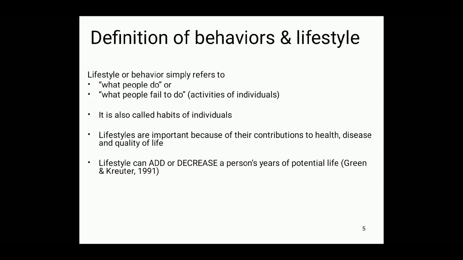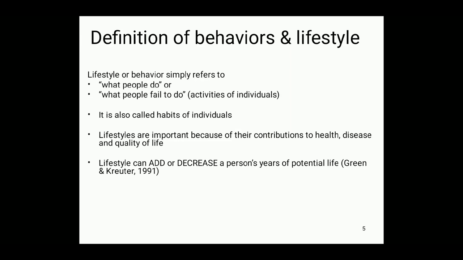So using that example of the use of the seatbelt enables me to explain what I mean when I say lifestyle can add or decrease a person's years of potential life. So anyone who uses a seatbelt in the event of an accident has a tendency to survive that accident and experience less severity than someone who did not use a seatbelt. The use of the seatbelt is not going to prevent an accident from happening. Let me clarify that. However, in the event of an accident, it can limit the severity of the impact of the accident. So let's move on.